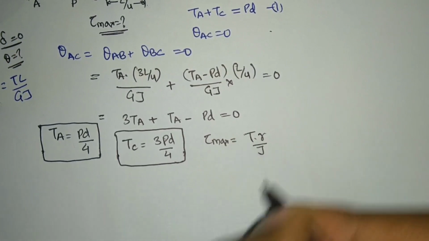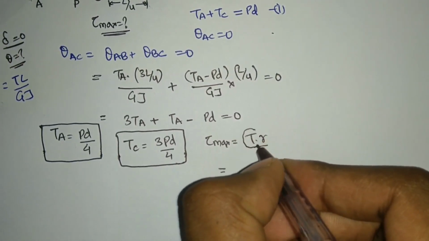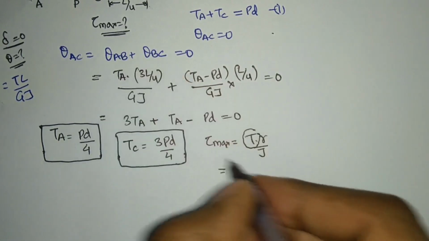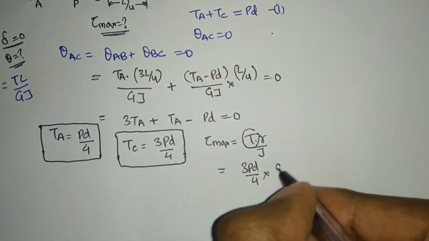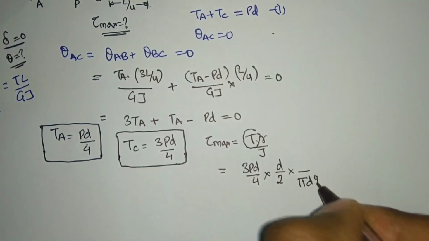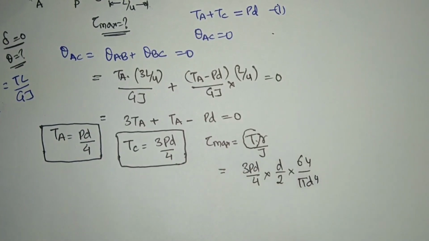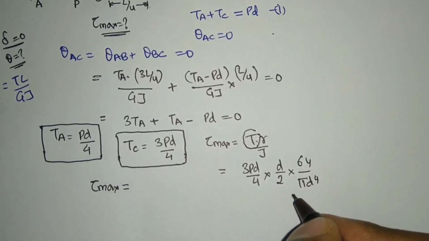T R by J, right? We write the value like this. So I will put T, the torque that is acting in this area BC, that is 3 P D by 4. So 3 P D by 4 into radius is what? D by 2 into J, that is pi D to the 4 by 64. Okay, so the maximum shear stress value is nothing but how much will this become?